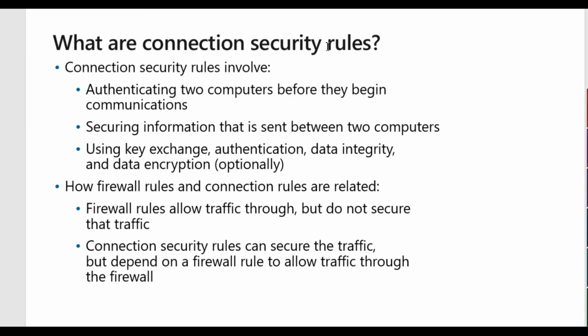What are connection security rules? Connection security rules involve authenticating two computers before they begin communications, and securing information that is sent between two computers, using key exchange, authentication, data integrity, and data encryption optionally. So how are firewall rules and connection rules related? Firewall rules allow traffic through, but do not secure that traffic. And connection security rules can secure the traffic, but depend on a firewall rule to allow traffic through the firewall.